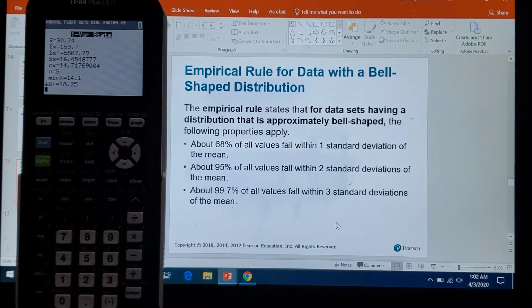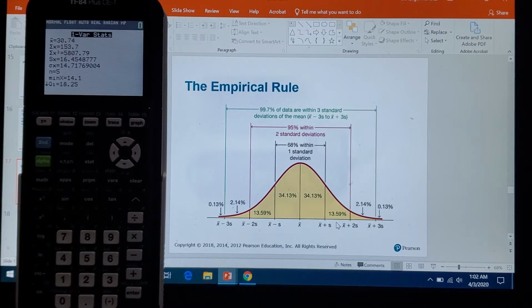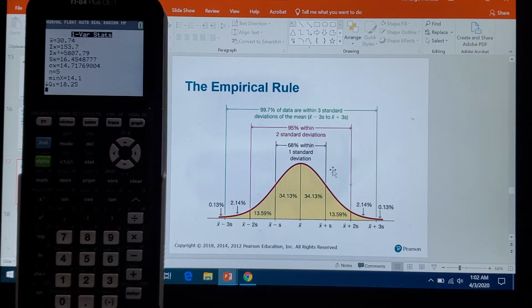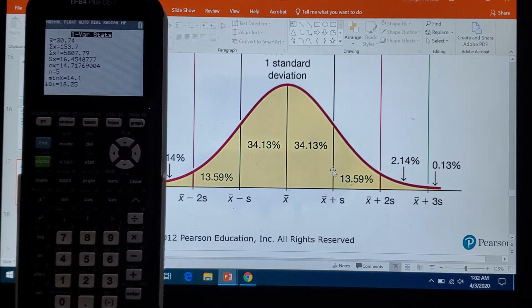68% of your data values fall within one standard deviation of the mean. About 95% of all your values fall within two standard deviations of the mean. And about 99.7% of all your values fall within three standard deviations of the mean. And here's a picture of how that looks. And here's the empirical rule. Let me see if I can zoom in a little bit. Hopefully this helps. There we go. That's a little nicer.